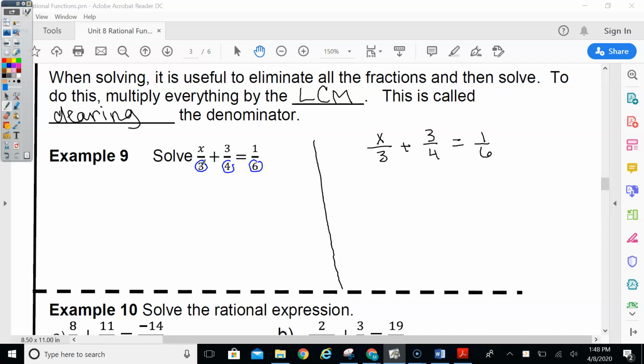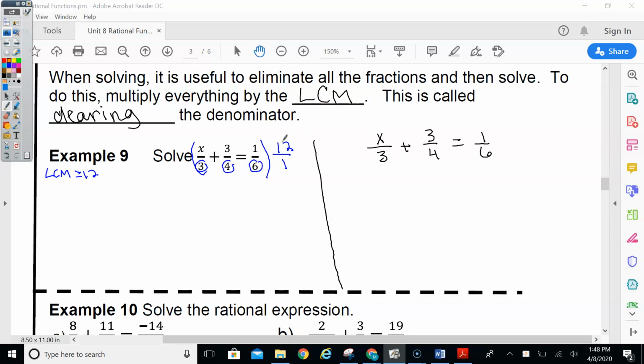So 3 would be 3, 6, 9, 12, 15, 18. 4 would be 4, 8, 12, 16, 20. 6 is 6, 12, 18, 24. So the least common one between all of them, the least common multiple, is 12. So that means I multiply everything by 12 over 1. So I'm multiplying everything by the least common multiple.